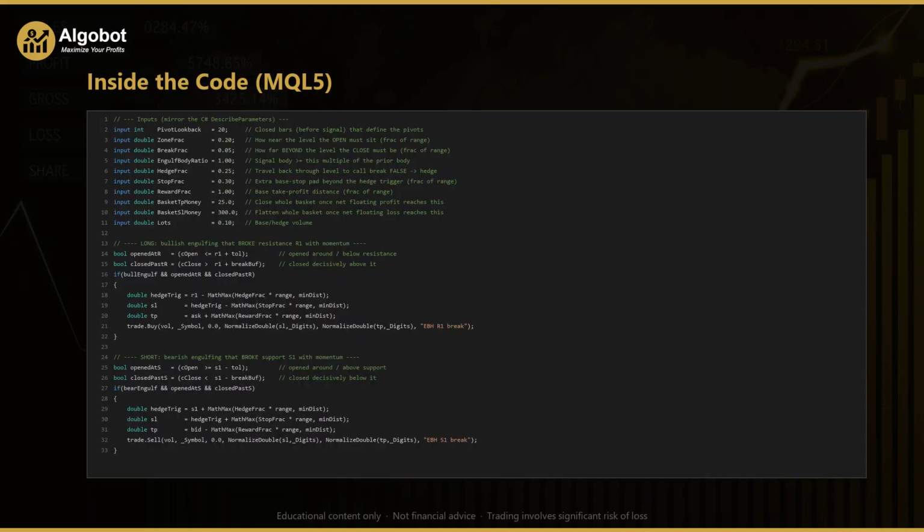Let's read through the actual MetaQuotes Language code on screen, the way it appears in MetaEditor. At the top are the input parameters. PivotLookback, set to 20, is the number of closed bars used to build the pivots.